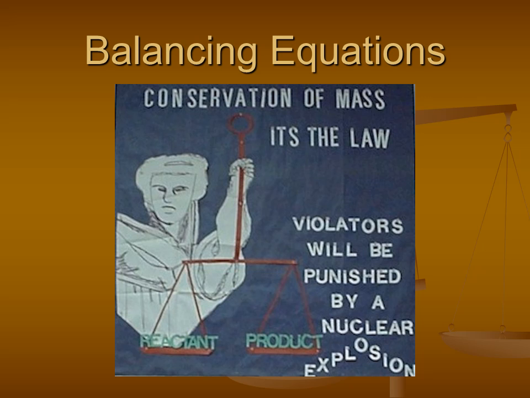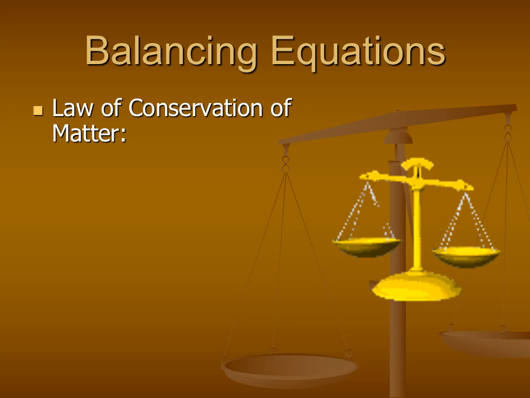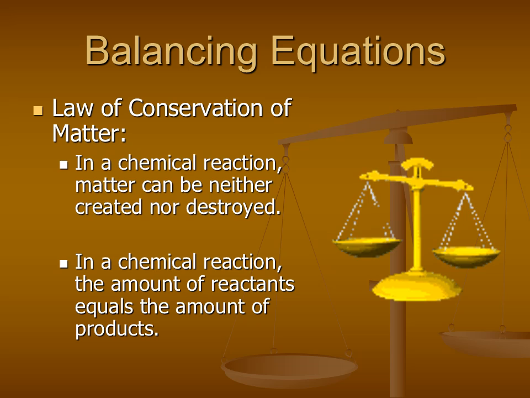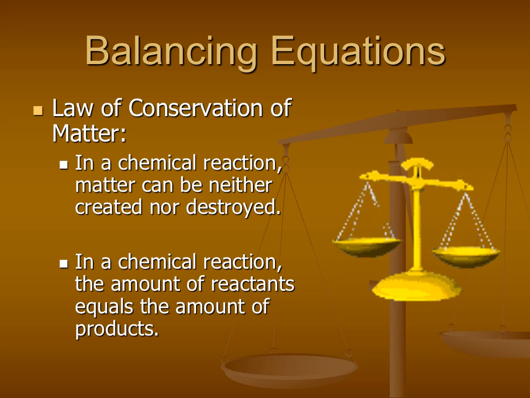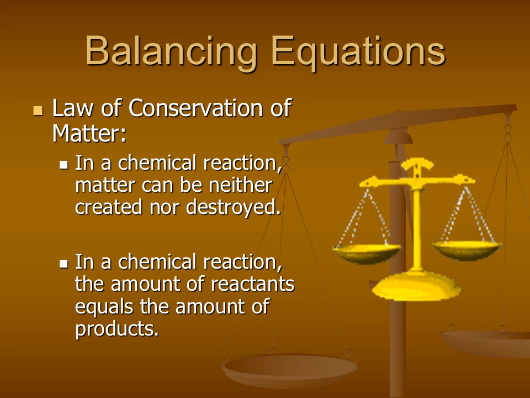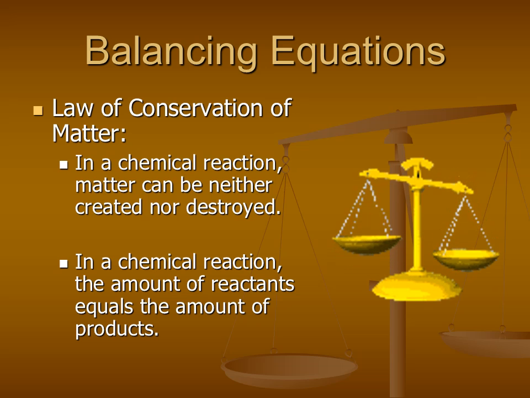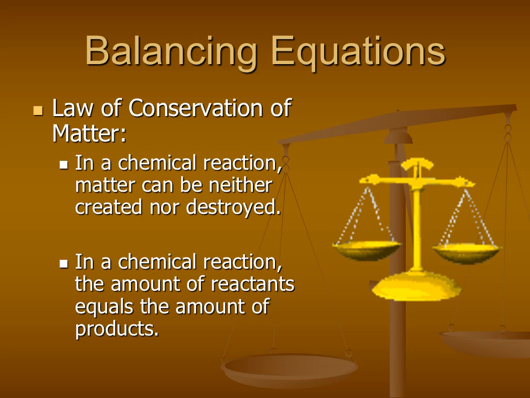So, balancing equations starts with the law of conservation of mass, which states that atoms cannot be created or destroyed. You cannot make an atom out of nothing, and you cannot take an atom and make it completely disappear. In a chemical reaction, what that means is the amount of reactants equals the amount of products. So remember, the reactant is the left side of the equation and the product is the right side of the arrow.